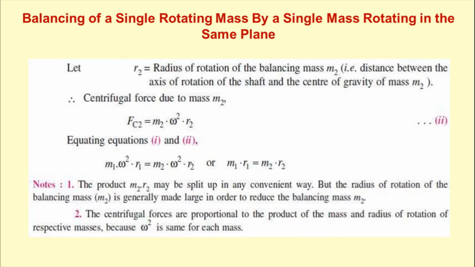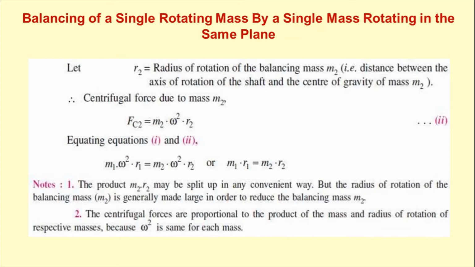Now let us consider R2 is the radius of rotation of the balancing mass m2, as we have discussed. So the centrifugal force due to the mass m2, that is Fc2, equals m2 omega square R2. Now equating these two, if they are to nullify each other, then we get m1 omega square r1 equal to m2 omega square r2. Because they are placed on the same rotating shaft, omega is the same in both cases. So eliminating the term omega square from either side, we get m1 r1 equal to m2 r2.